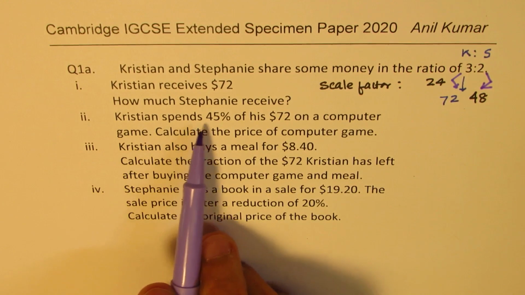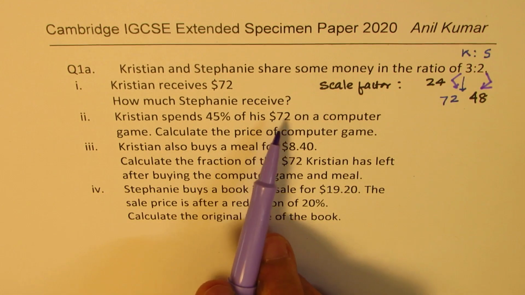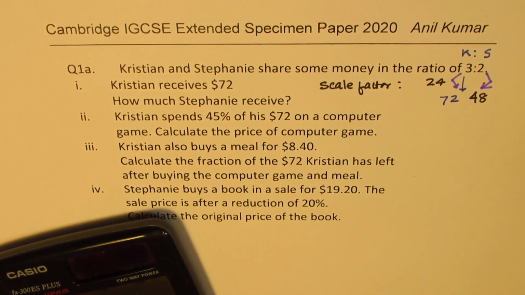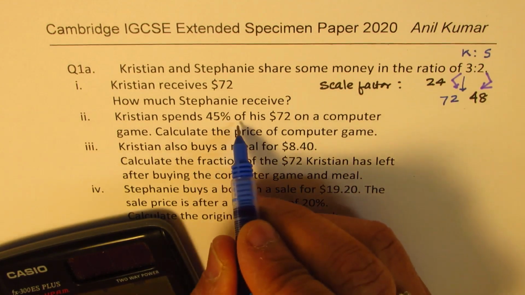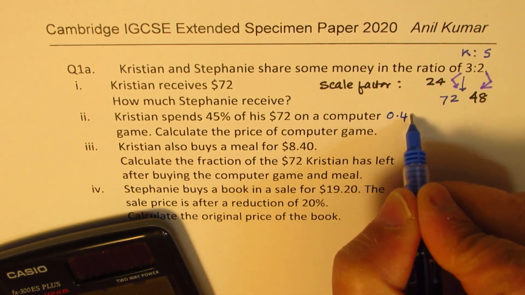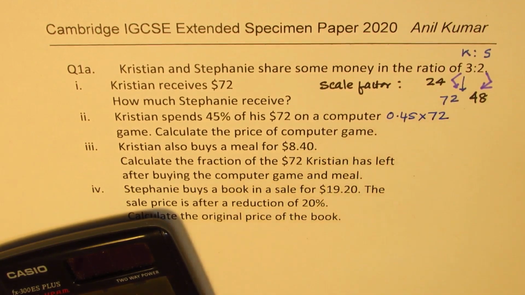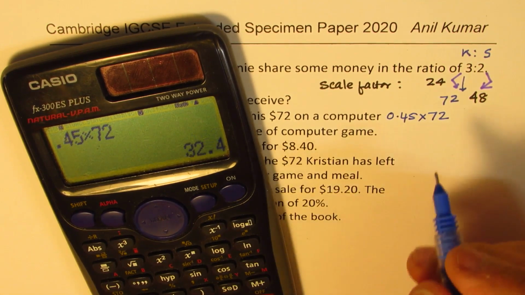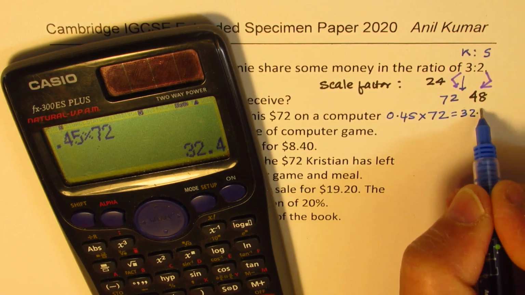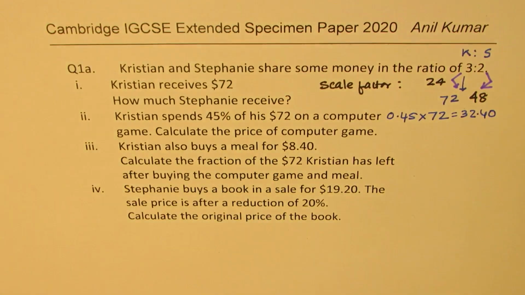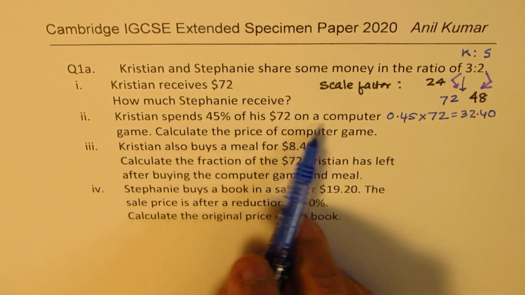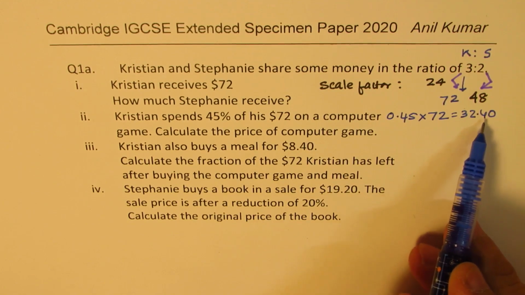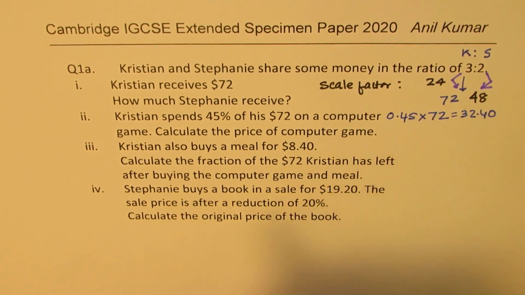Part B. Christian spends 45% of his $72 on a computer game. So 45% means 0.45, or 45 over 100. Of means multiplication, so you get 0.45 times 72. So 0.45 times 72 is equal to, in decimals, 32.40. So write currency in 2 decimal places, right? So Christian spent this much on the computer game. Calculate the price of the computer game. Well, the price of the computer game is 32.40. So we get our answer there.